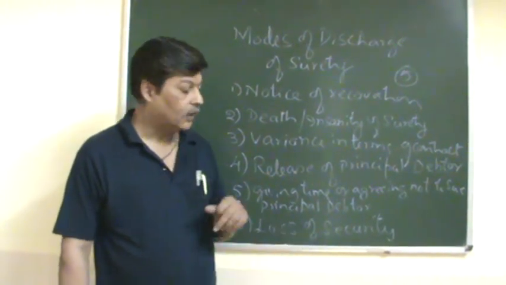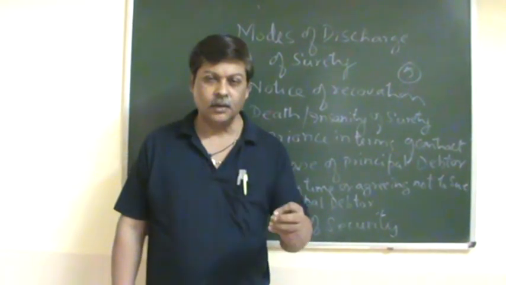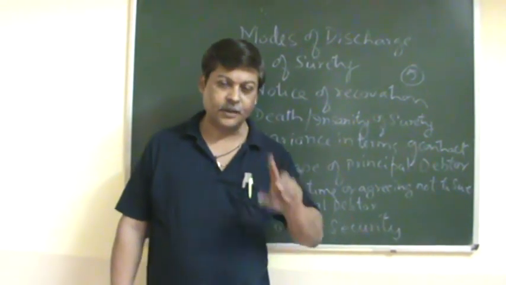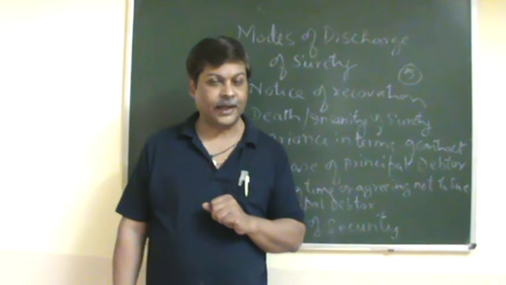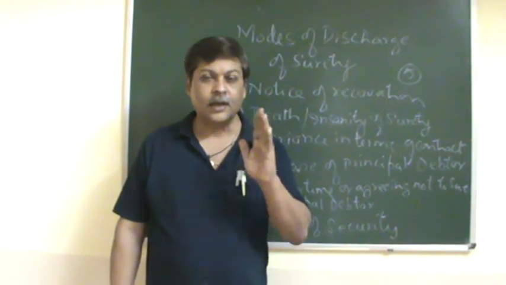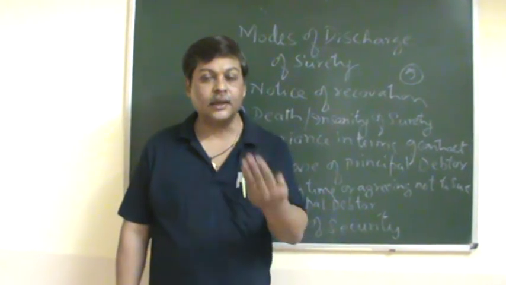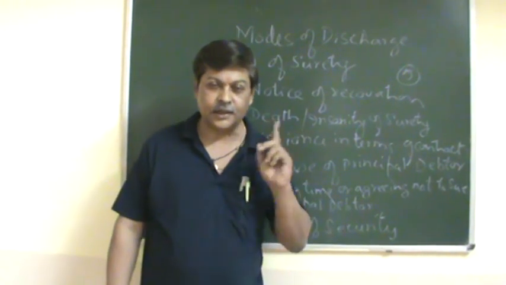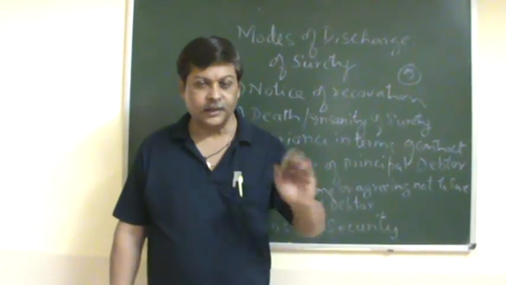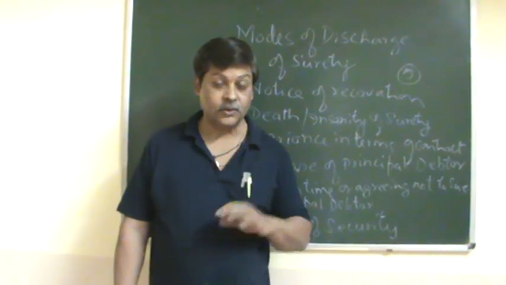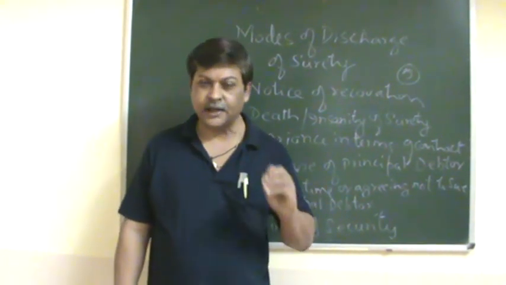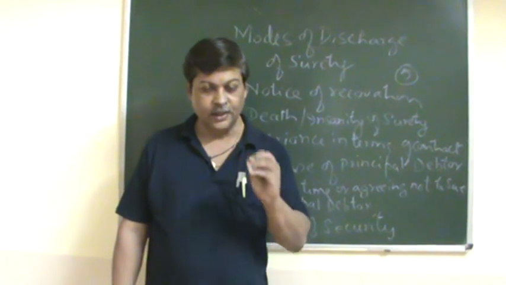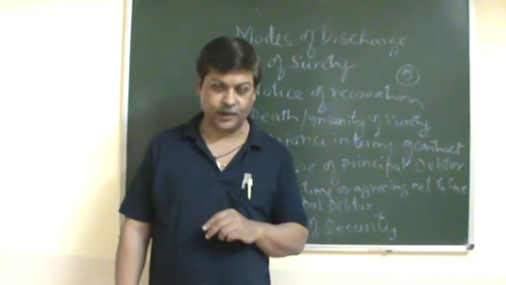And the last one is loss of security. If the creditor has taken any additional security from the principal debtor apart from the guarantee, then once the liability is discharged by the surety, he is entitled to the securities. We have seen it in the rights of the surety. He gets the right to those securities. So if there is any loss of those securities by the creditor, to the extent of the price of those securities, the liability of the surety is discharged.